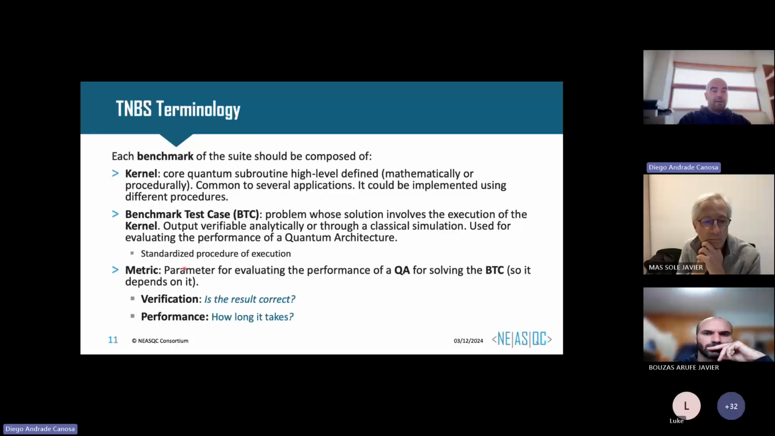And then we have the metrics. The verification metric tries to evaluate the accuracy, answering the question of whether the result is correct and, if not, which is usual, to which extent it is not correct. And also the performance metric that tries to answer the question of how fast we can solve the problem. Okay, so in this case, normally we are going to have the execution time, and normally this execution time is going to be decomposed into the classical part of the execution and the quantum part of the execution.